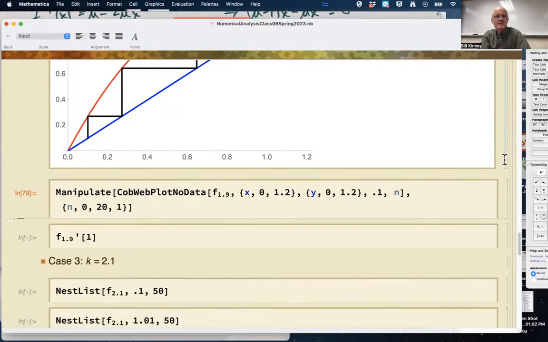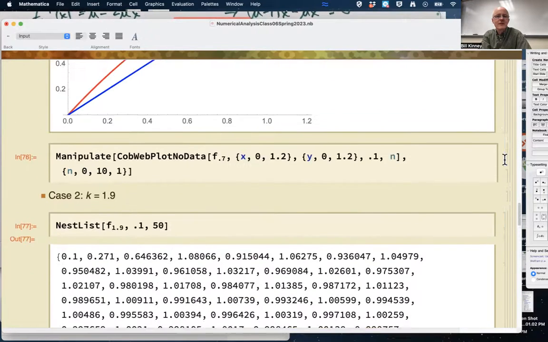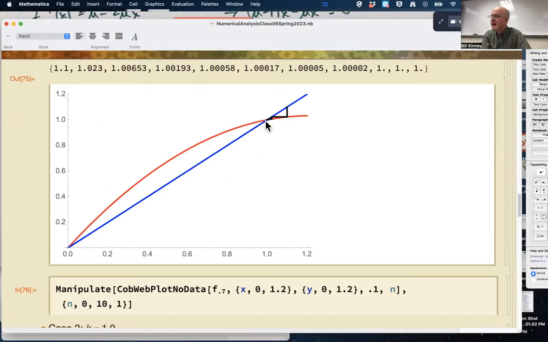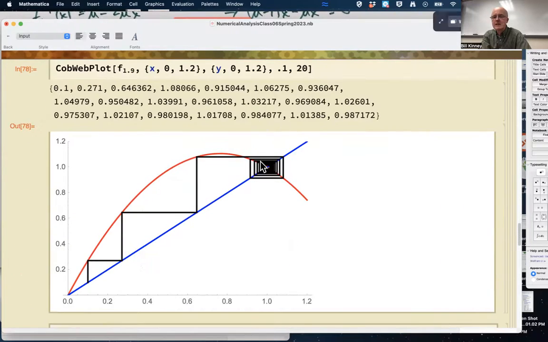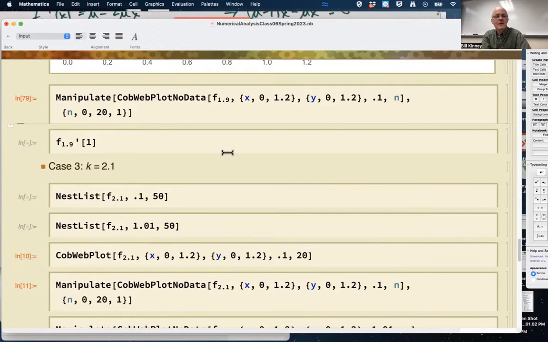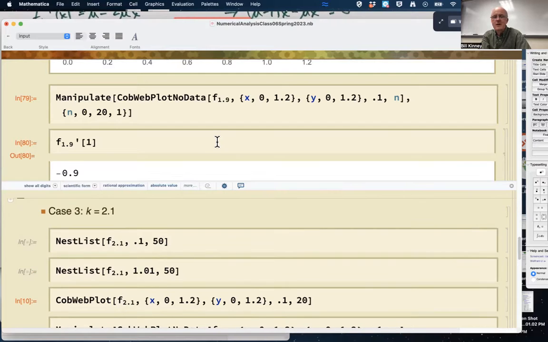With the other example, was it positive? Yeah, it was a slightly positive derivative there. So maybe with a positive derivative that's close to 0, you monotonically increase or decrease toward the fixed point. And maybe with a negative derivative that's not too far from 0, you spiral into the fixed point. Yeah, the derivative is getting close to -1 now.